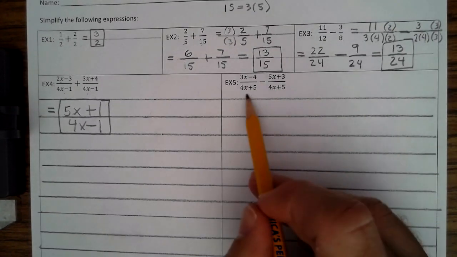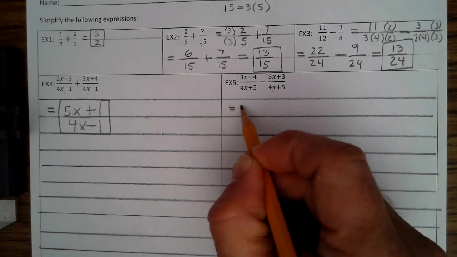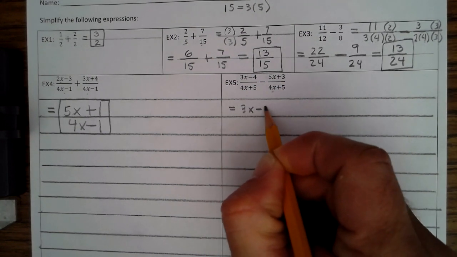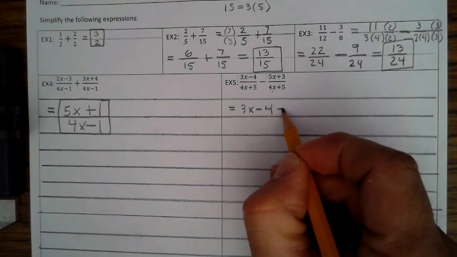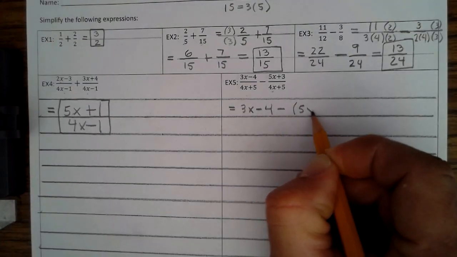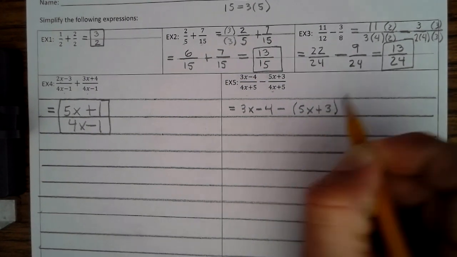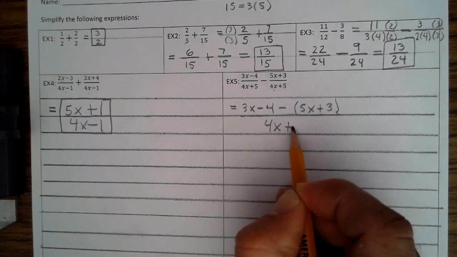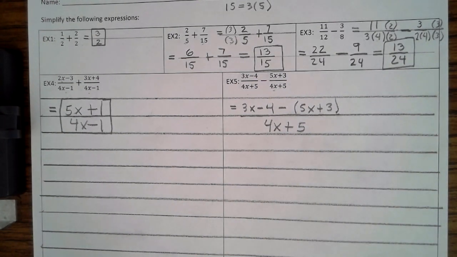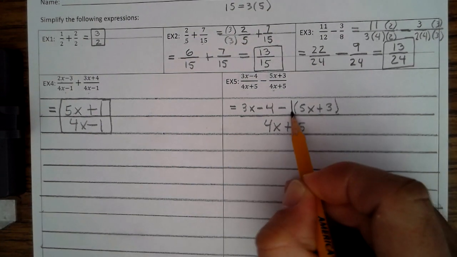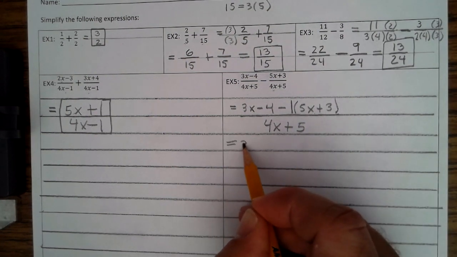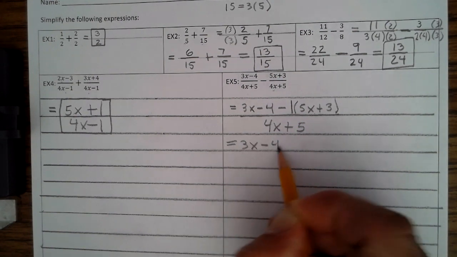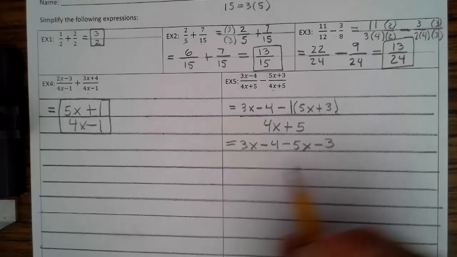Okay. Now, example 5, same denominator, so we subtract. But it's a little different because when we subtract, we have to subtract the whole thing. So minus, parentheses, 5x plus 3. And that's all divided by 4x plus 5. Now, when you subtract a polynomial, you have to multiply by negative 1. So that's nothing we can do with the 3x minus 4. But negative 1 times 5x is negative 5x. And negative 1 times 3 is negative 3. All divided by 4x plus 5.